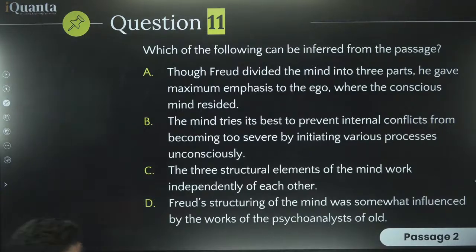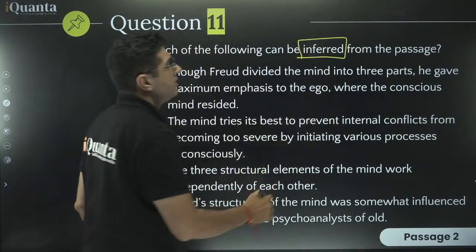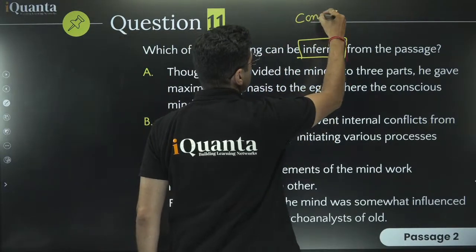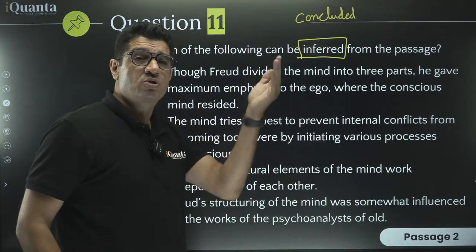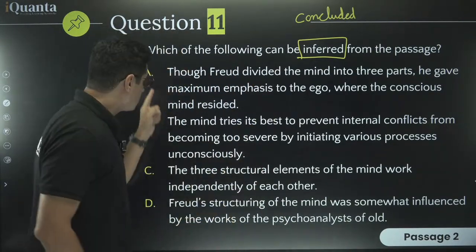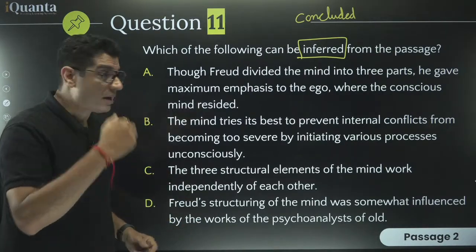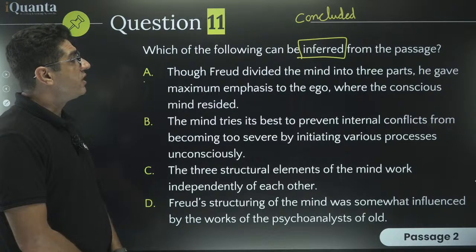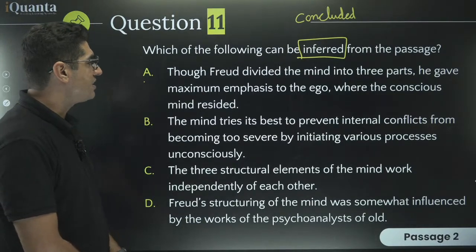Okay, so the question says which of the following can be inferred? Inferred basically means which of the following can be concluded. Now we know that a conclusion can be true, false, or can't say. So we go to each one of these 4 answer choices and apply that label true, false, can't say, and then see what happens. So A, though Freud divided the mind into 3 parts, he gave maximum emphasis to the ego where the conscious mind resided.